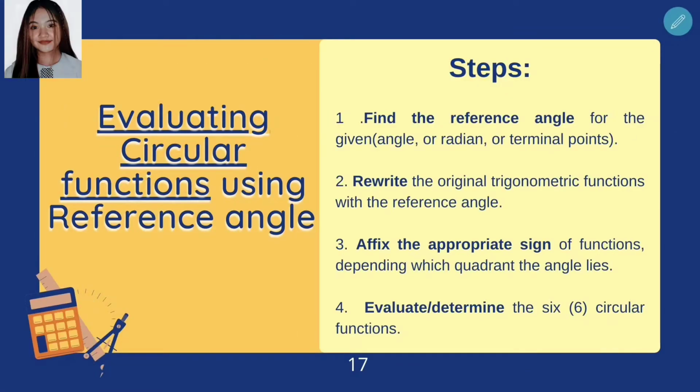Evaluating circular functions using reference angle. There are 4 steps in evaluating circular functions using reference angle. These are the following. First is to find the reference angle for the given angle, or radian, or terminal point. Second is to write the original trigonometric function with the reference angle. Third is to affix the appropriate sign to the trigonometric function, positive or negative, depending on which quadrant the angle terminates in. And lastly, evaluate or determine the trigonometric functions.